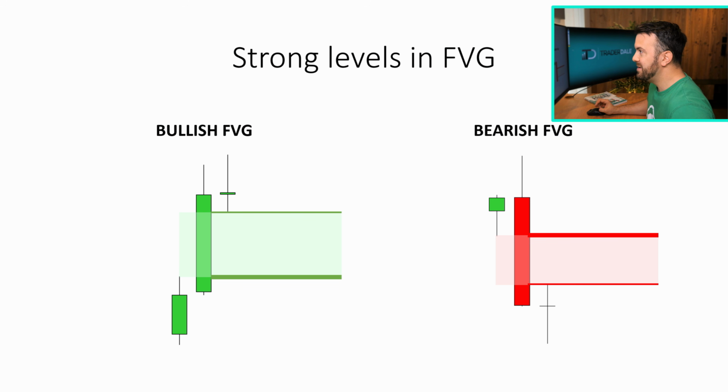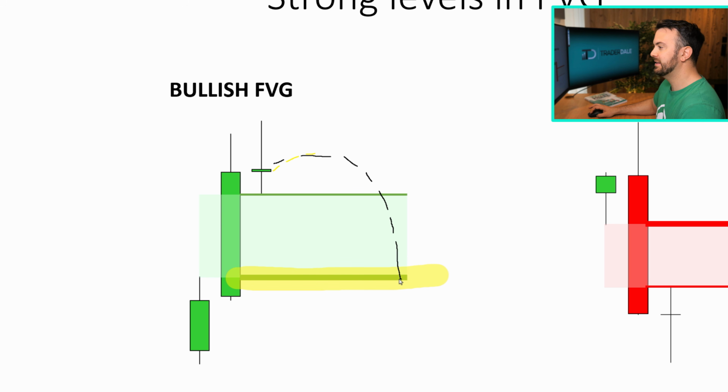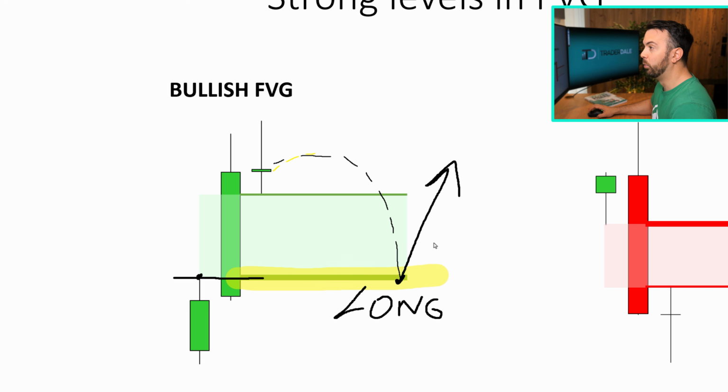Okay, now many people trade the fair value gaps differently. Let me show you how I trade them and what I consider strong levels in each fair value gap. Okay, so if you look at the bullish fair value gap, then the strongest level and the level that I trade from is here, this level. This is the beginning of the fair value gap, and the way I trade this is I wait for the pullback, and when the price hits this level, this is the high of the first candle. Okay, when the price hits this level, I go long from there. So this is the strong level in the bullish fair value gap.